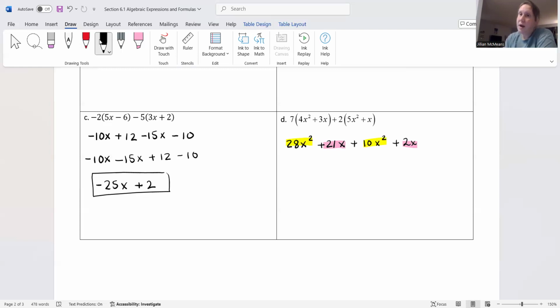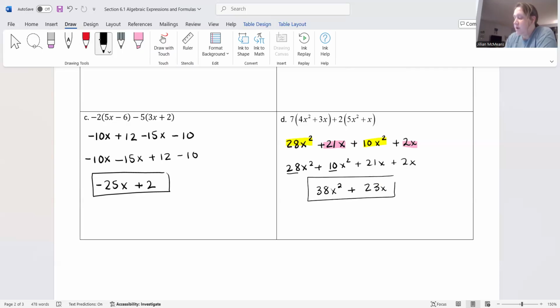So we're going to start with our x squared terms, okay? If you need to, you can rewrite this as 28x squared plus 10x squared plus 21x plus 2x if it helps you to group, okay? We need to take 28x squared and combine it with 10x squared. So 28 plus 10 is 38x squared. And then 21x plus 2x is 23x. And that would be your final expression.